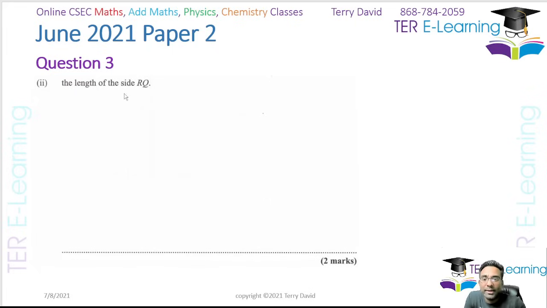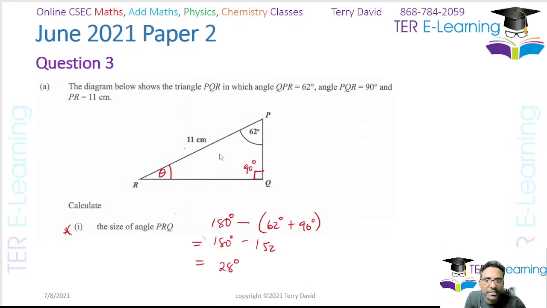Second part now, they want the length of the side RQ. So where is RQ? We know this is 28 degrees. Let me just put this here. This is 28 degrees here, and the question wants us to work out this length here, which is RQ. Now, we have different options here. We can decide to use the 62 or the 28. It doesn't really matter what you use, you're going to get the same answer either way.